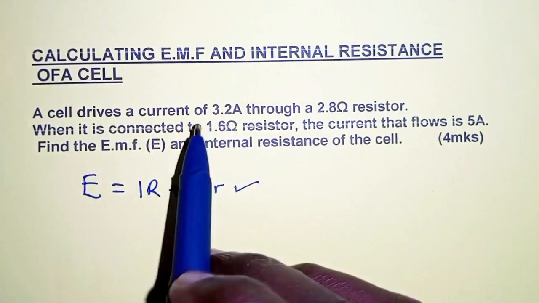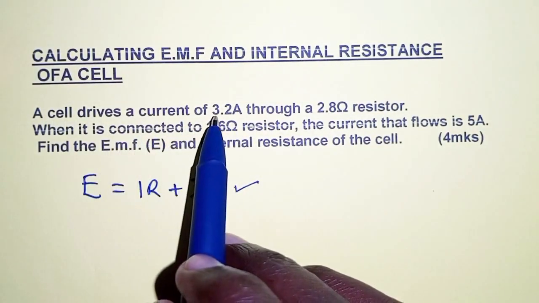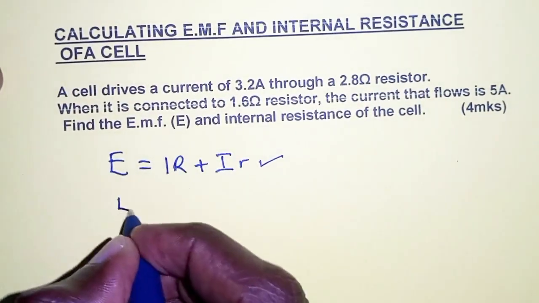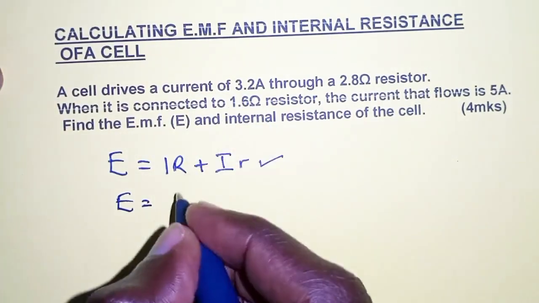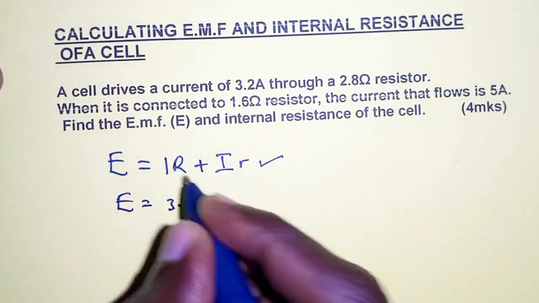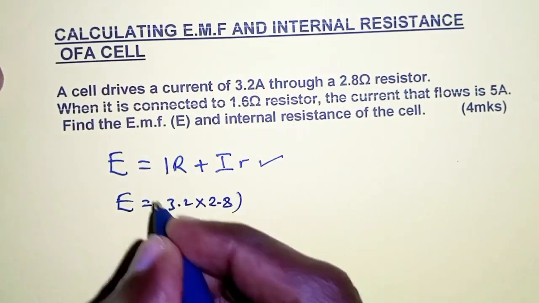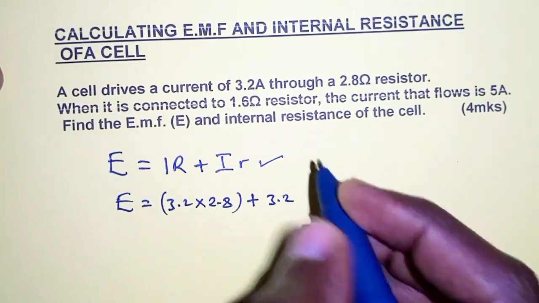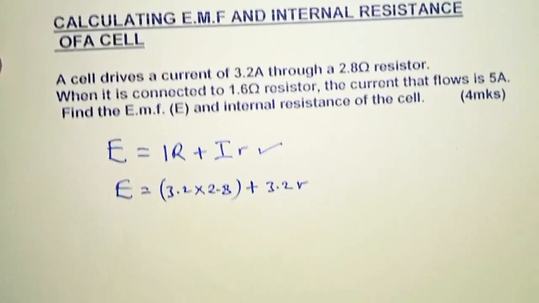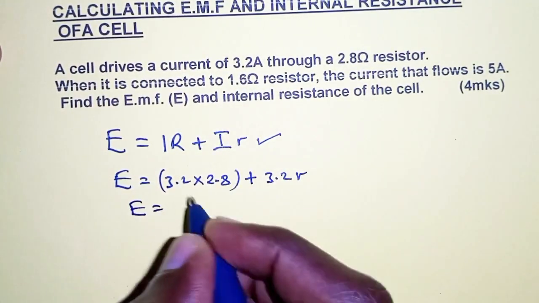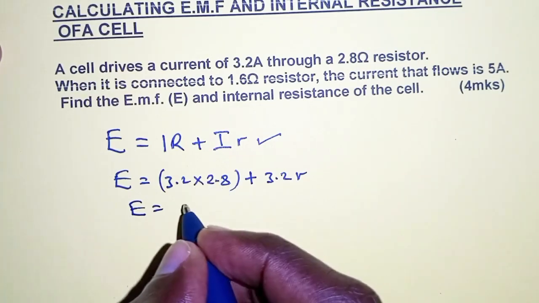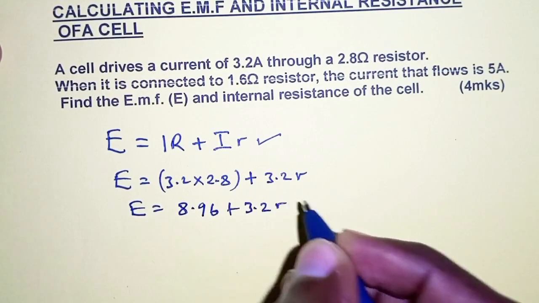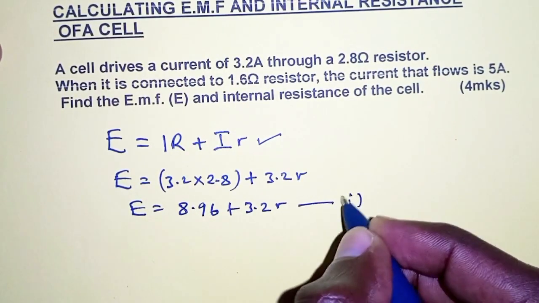So the first statement, you're given that the cell drives 3.2 amps through 2.8 ohms resistor. So E is equal to current I, which is 3.2 amps, times the resistance there, which is 2.8. And then we have to add that to current, which is 3.2 amps times the internal resistance r. This simplifies to 3.2 times 2.8 is 8.96 plus 3.2r. So let's have this as our first equation.